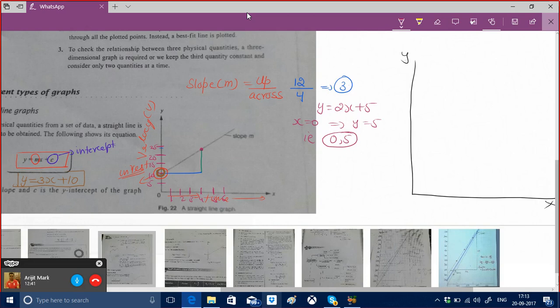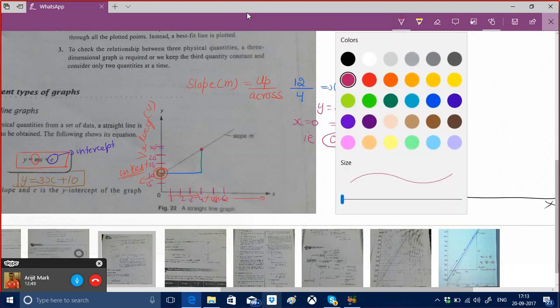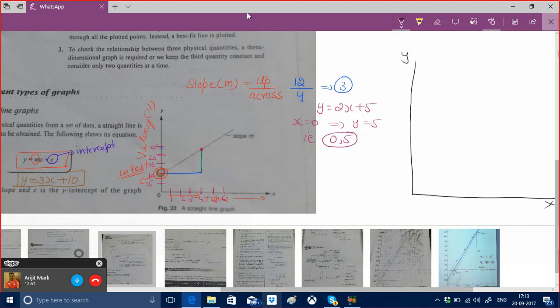Firstly you have to mention over here, graphing of a straight line that I have to explain. So firstly you have to write 1, 2, 3, 4, 5, 6, 7, 8, 9 on the x-axis. And here it will be 1, 2, 3, 4, 5, 6, 7, 8, 9, 10, 11, onwards, okay?